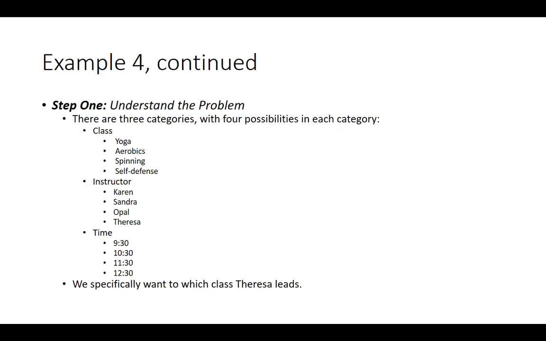Step 1, understand the problem. There are 3 categories with 4 possibilities in each category. There are 4 classes: yoga, aerobics, spinning, and self-defense. There are 4 instructors: Karen, Sandra, Opal, and Teresa. There are 4 times: 9:30, 10:30, 11:30, and 12:30. We specifically want to know which class Teresa leads.